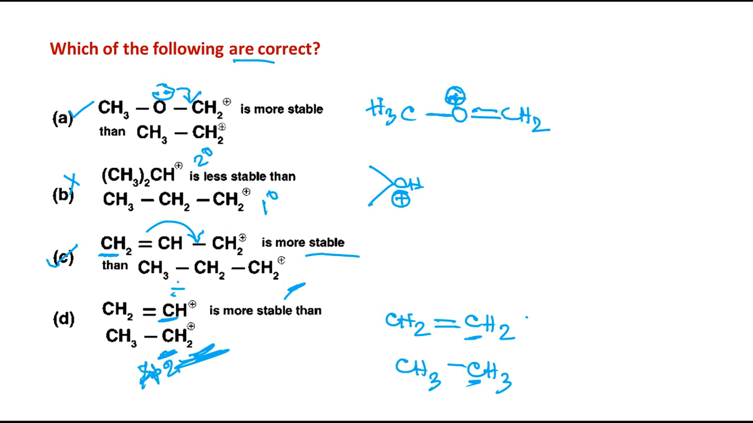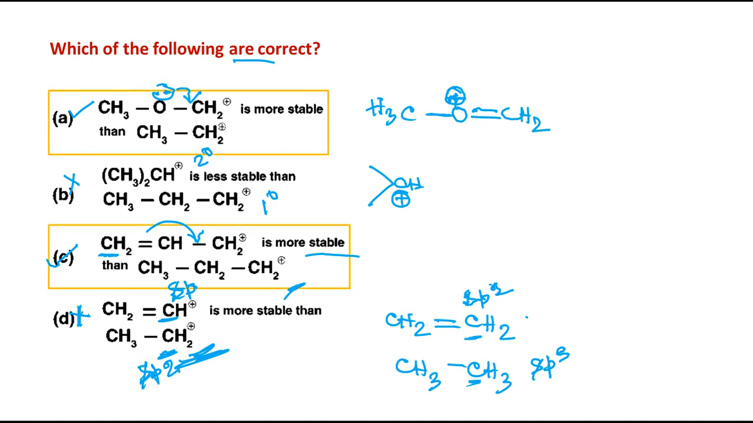This is sp, and if you consider the parent structure from which it is generated, then this is sp2 and this is sp3. So in both cases, whether you consider the parent compound or not, s character is always high for this first moiety, and it cannot be more stable, because more s character means the carbon has more electronegativity, so it will destabilize it. Okay, so only A and C, not this one, these two will be correct.